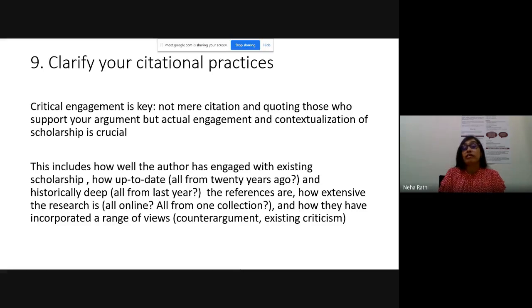The references show how extensive the research is. Is it all online? Did you take some from books? Is it all from one collection? I think all of us have a tendency, since we don't want to read a lot of articles, to have just 10 or 20 articles and cite them again and again. No. I remember I had more than 1,000 references for my PhD thesis. It was not limited to 20. Unless you have something which has never been done, that's fine, then you can have 100 or 120.